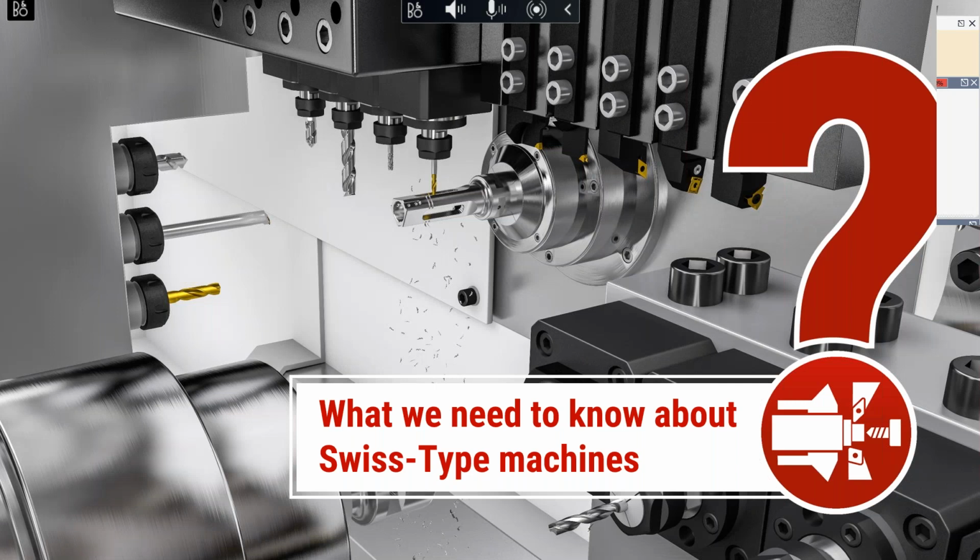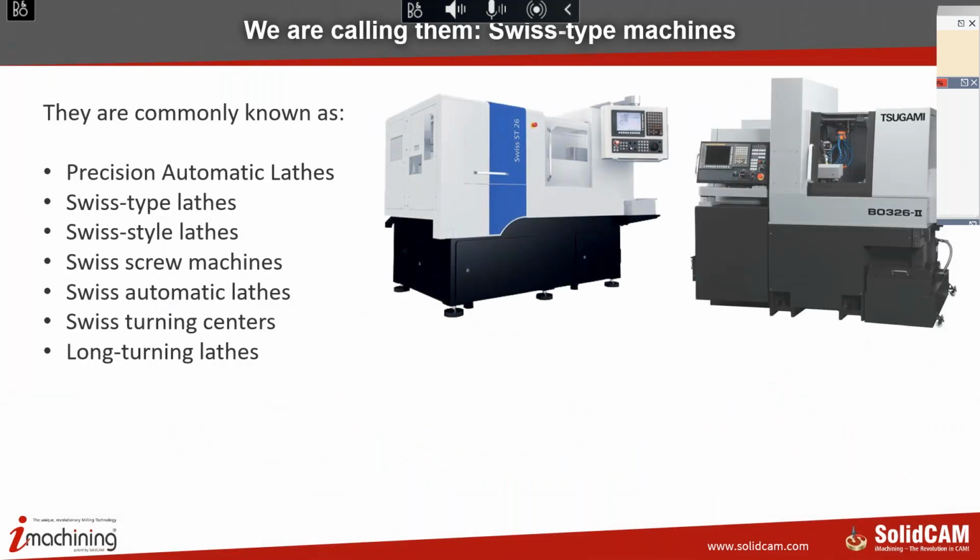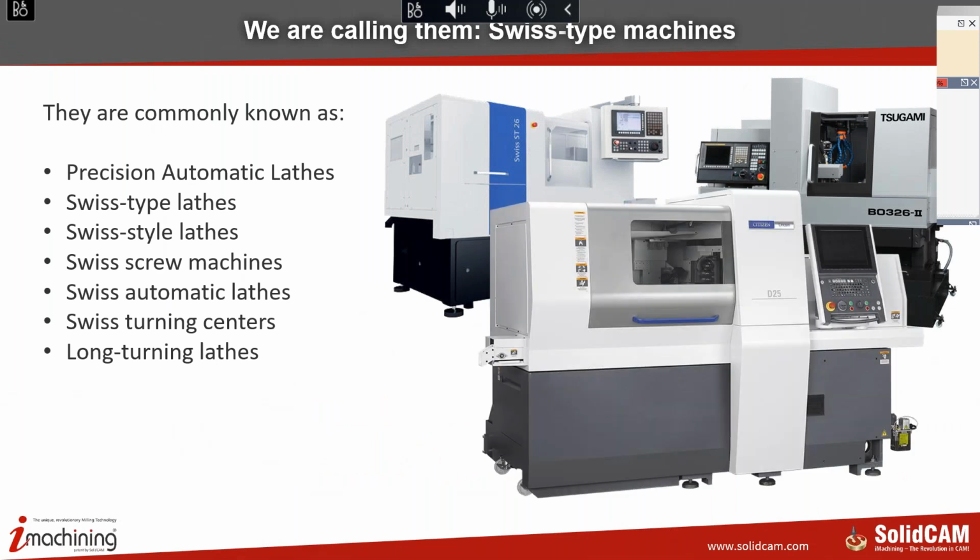So let's start with what we all need to know about those Swiss type machines. Within the first couple of minutes, I will just talk about the machines itself. In literature, they are commonly known as precision automatic lathes, Swiss type lathes, Swiss style lathes. Also, very frequently, I see Swiss turning centers, long turning centers, and so on. But in SolidCAM, we call them Swiss type machines. They're not necessarily made in Switzerland. This is a question I get pretty frequently.